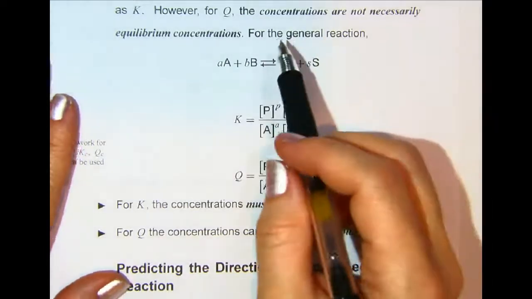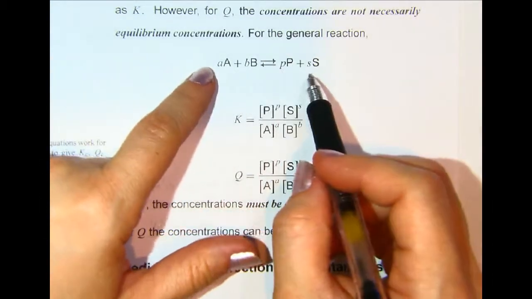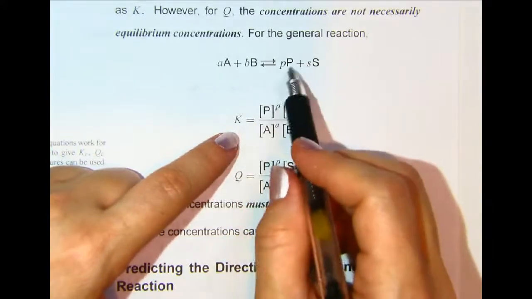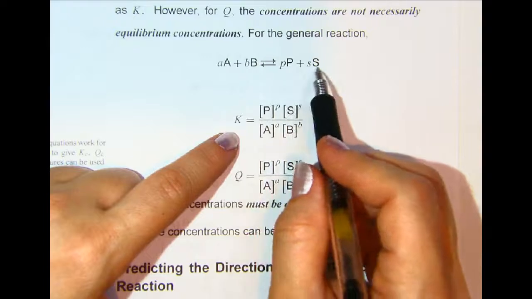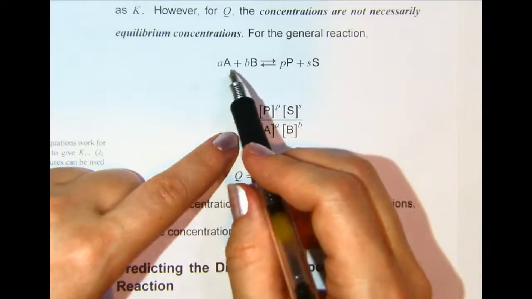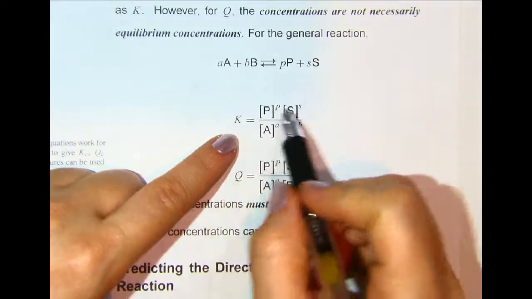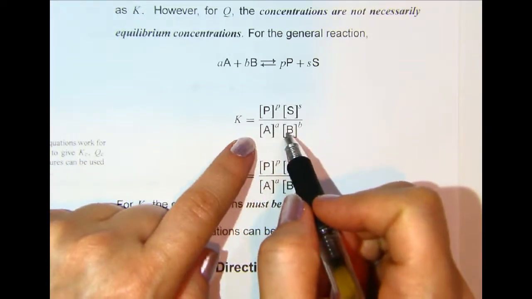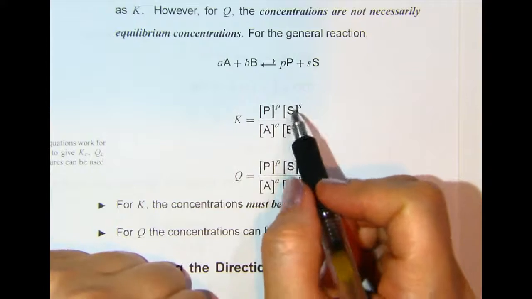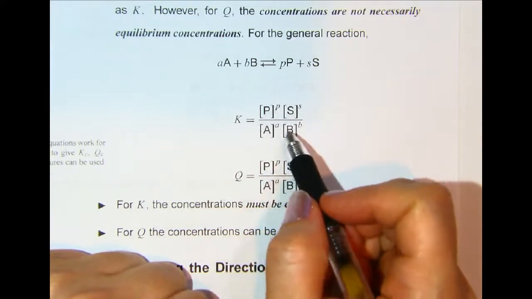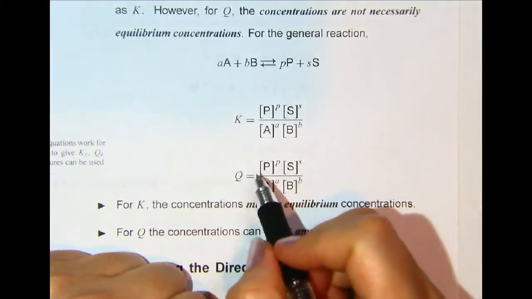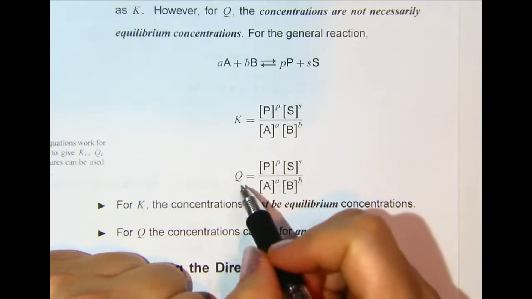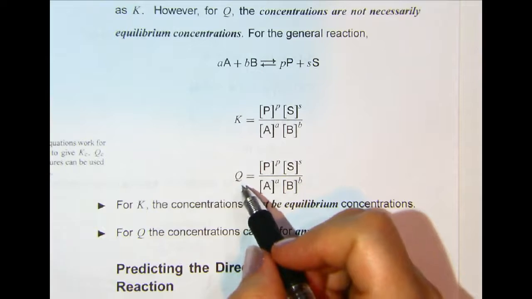So what this means is, let's take this general reaction as an example. And if I wrote the equilibrium expression, K equals P raised to the p times S raised to the s over A raised to the a times B raised to the b, I would get this. This is assuming that P, A, S, and B are at equilibrium, and so these are the equilibrium concentrations. But what if the system is not at equilibrium? Well, then these concentrations are going to represent Q, the not-at-equilibrium reaction quotient.